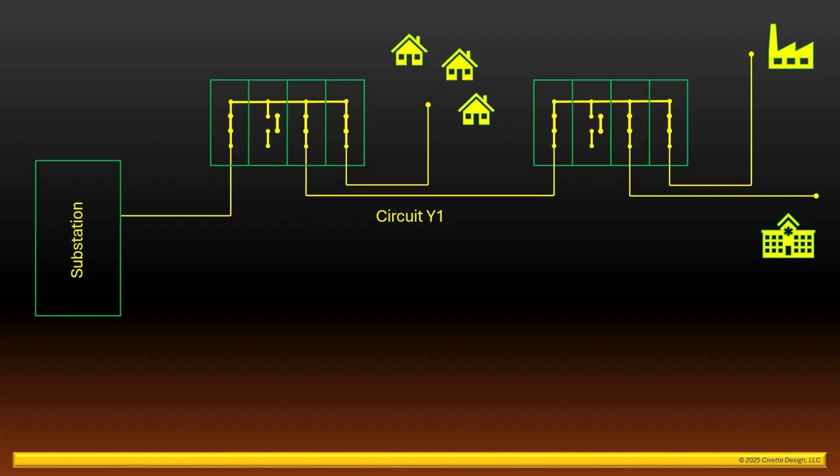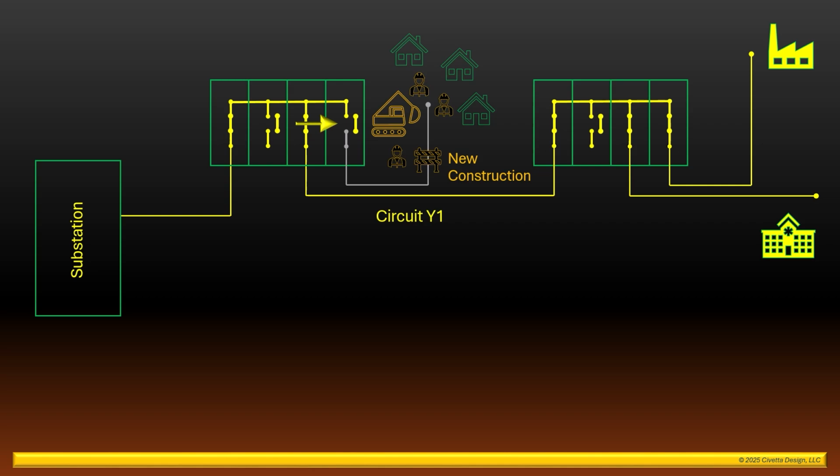One of the most useful applications of a switch occurs when the utility needs to perform work on the distribution system. If maintenance or new construction requires the circuit to be de-energized, the utility doesn't actually have to de-energize the entire circuit. A line worker can just open the switchway connected to the branch under construction and de-energize that portion only. In this example, this allows for the factory and the hospital to continue receiving power. When the work is done, they can simply reclose the switch and re-energize the branch that was under construction.